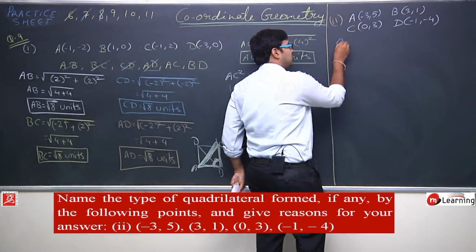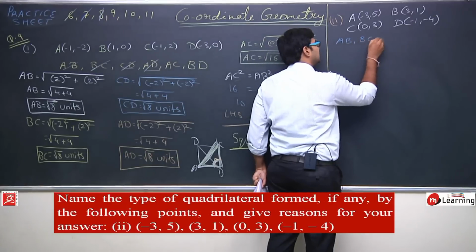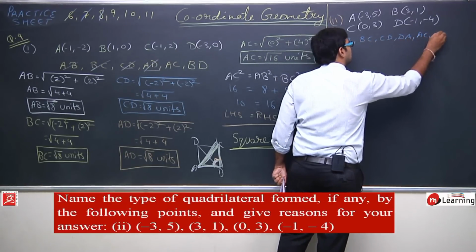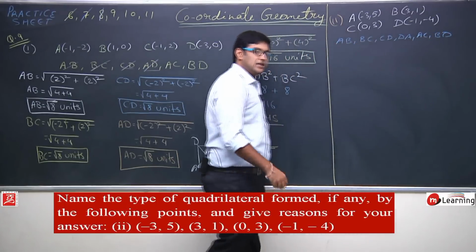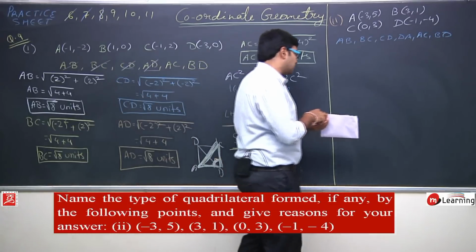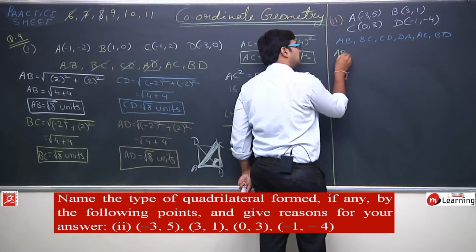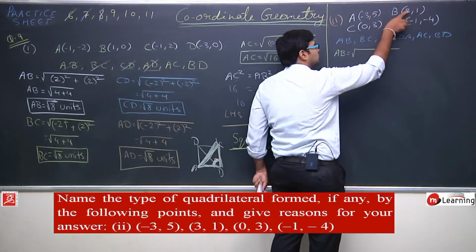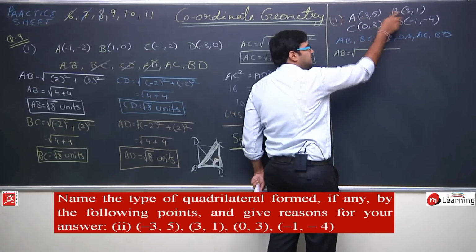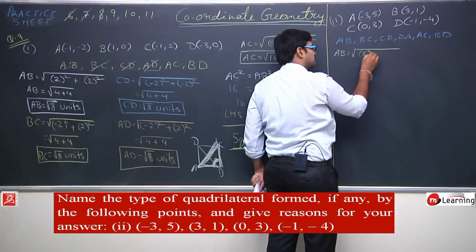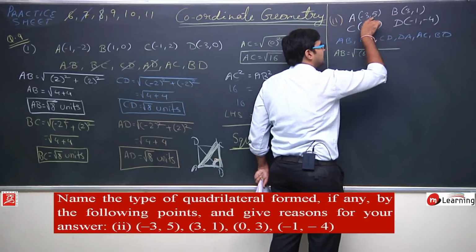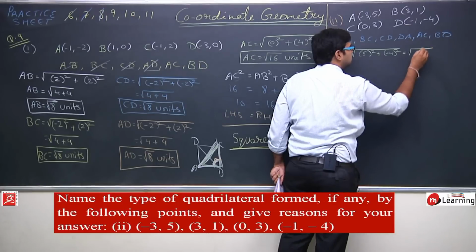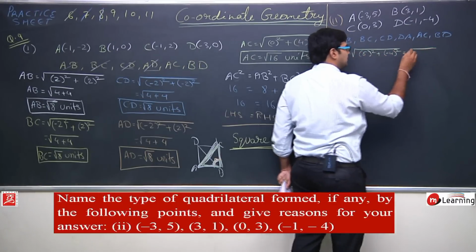So we will again calculate the lengths of AB, BC, CD, DA, AC and BD here. Let us first calculate the length of AB. AB is equals to square root of, with x1 y1 x2 y2, x2 minus x1, 3 minus of minus 3 will give you 6 square, plus 1 minus 5 will give you minus 4 square. So this is basically square of 6, 36.